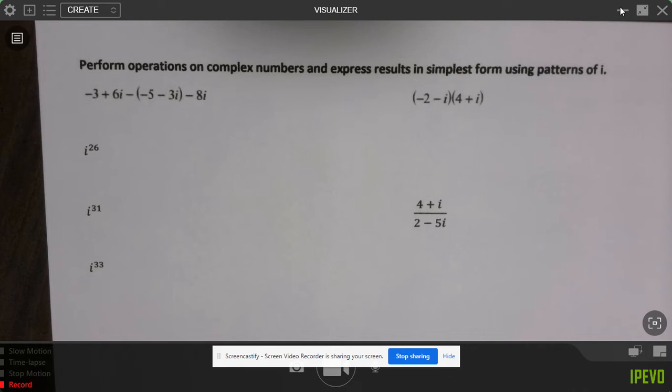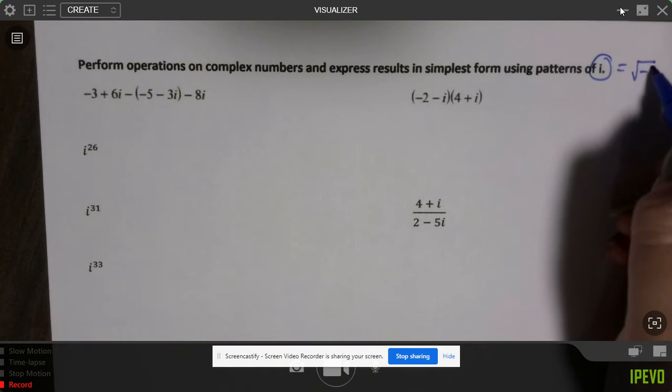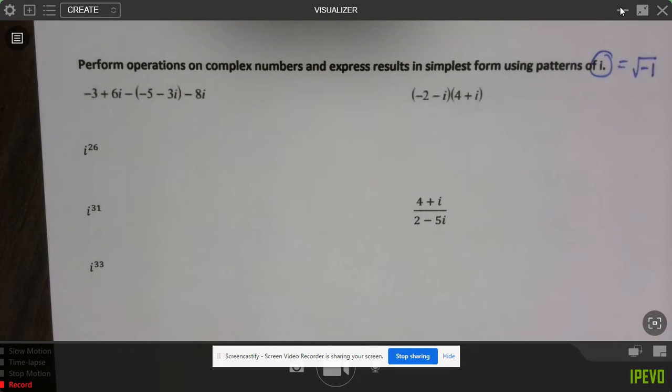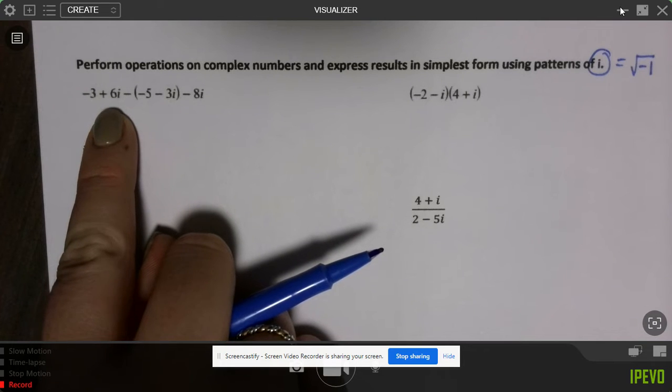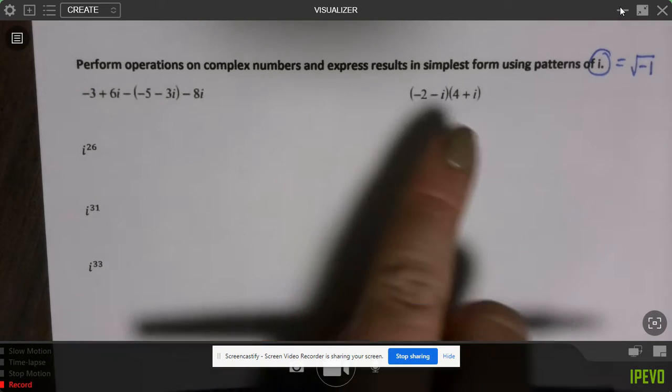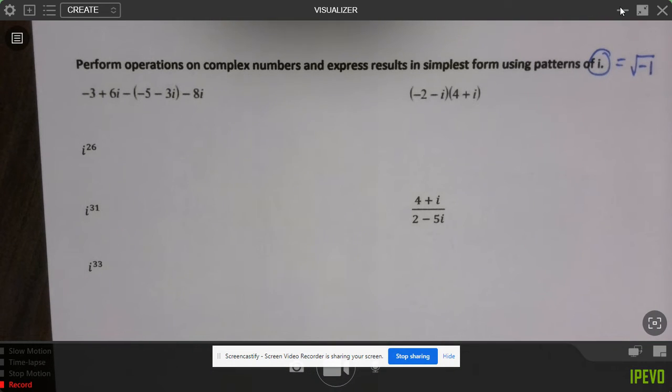Everyone's favorite topic, complex numbers and how to simplify things with i. So i is our imaginary number, and it's actually the square root of negative things. Specifically, i is for the square root of -1. But when you see that i, that's what that means. We're going to talk about combining like terms, multiplying, dividing, and then powers of i.